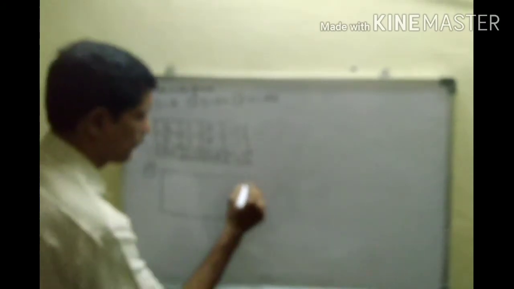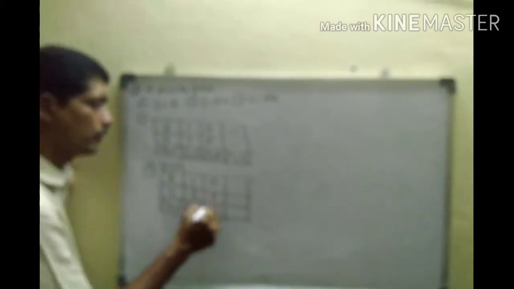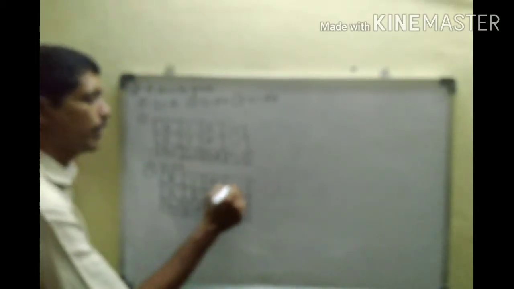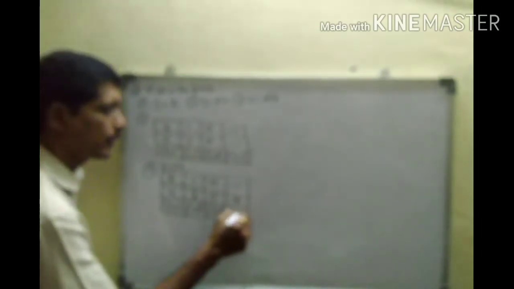Next, second one, y equal to 2x. X, y, x comma y. This is y equal to 2x. We have to take x equal to 1. Here 2 into 1, that is 2. 1 comma 2. Next you have to take x equal to 0. 2 into 0, 0. 0 comma 0. Next, x equal to minus 1. 2 into minus 1, that is minus 2. Minus 1 comma minus 2.